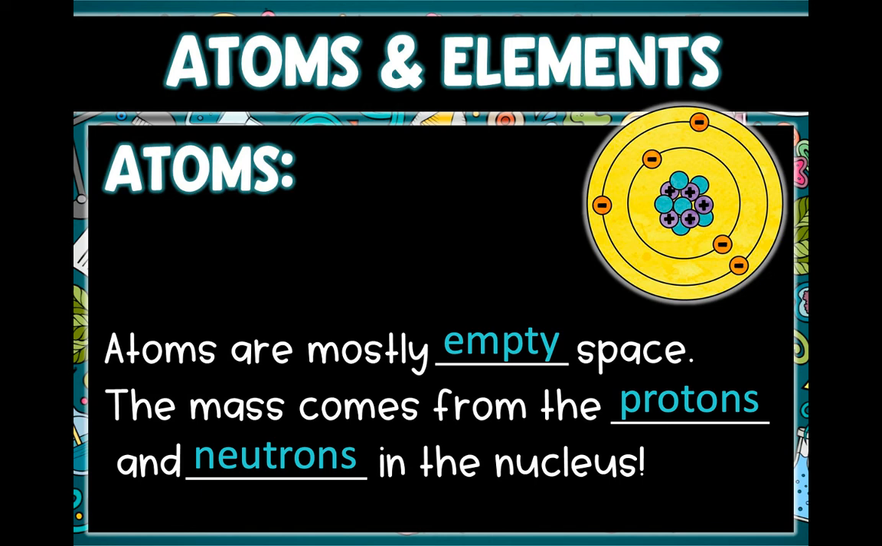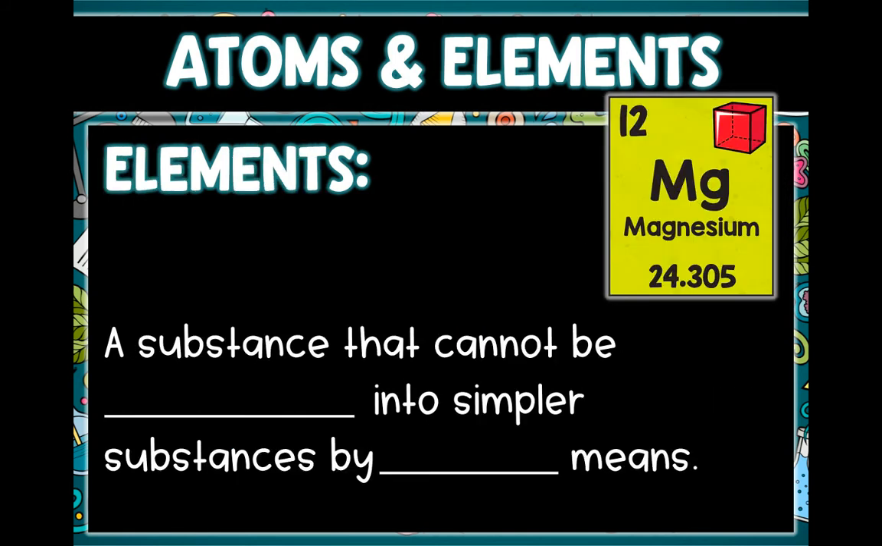The mass that we do have in an atom comes mostly from the protons and the neutrons. The electrons, again, are really itty bitty tiny, and they don't really factor into the mass of the atom.